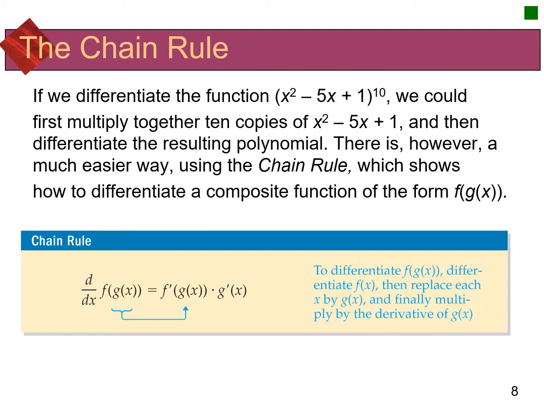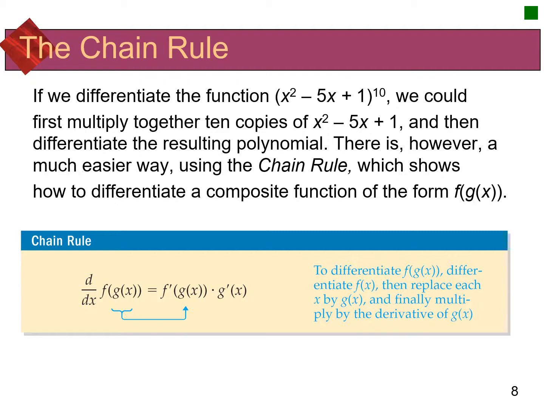For instance, right here, they give us x squared minus 5x plus 1 to the 10th power. As I said here, you could multiply that out and use the distributive property that many times. But that would be a much more complicated thing to do and would take up a significant amount of time. Whereas we could find the derivative of this function by making use of the chain rule.